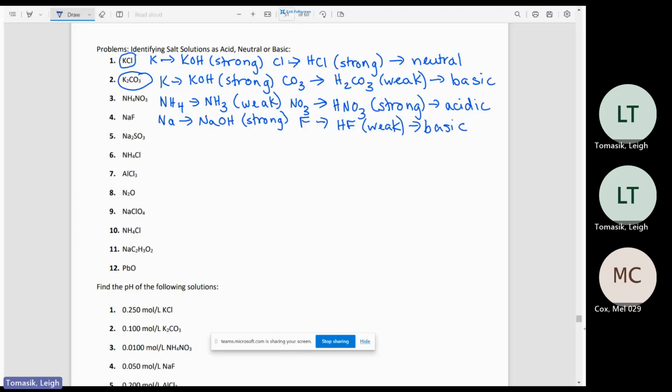Na2SO3. So Na came from NaOH, which is strong. And SO3 came from H2SO3, which is not the same as H2SO4. H2SO4 is a strong acid, but H2SO3 is a weak acid. So this is going to be basic.